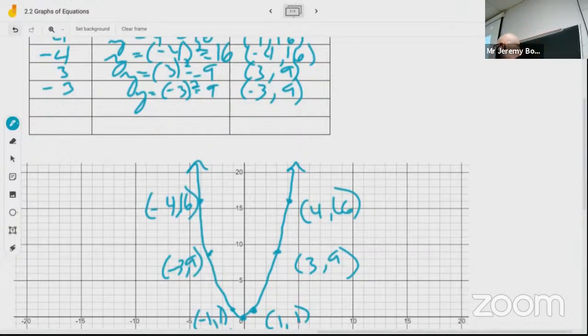Anybody know the name of that graph? Like that shape? Well, it's a quadratic. It's a parabola. Yeah. So we're going to learn that more in chapter 3. But yeah, that's what it is.